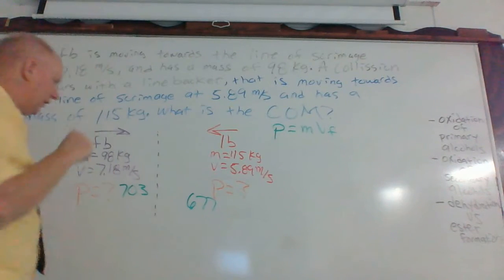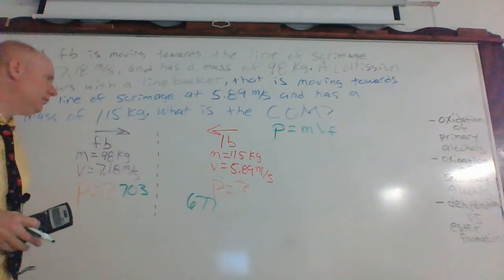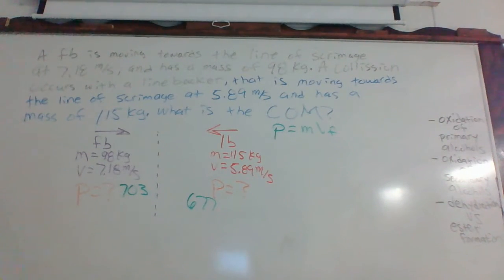Okay. So now we need to solve for the conservation of momentum. Just keep in mind, even though the fullback is a little bit smaller than the linebacker, he's moving quite a bit faster towards that line of scrimmage. So this mass moving at this velocity just may move that linebacker out of the way.